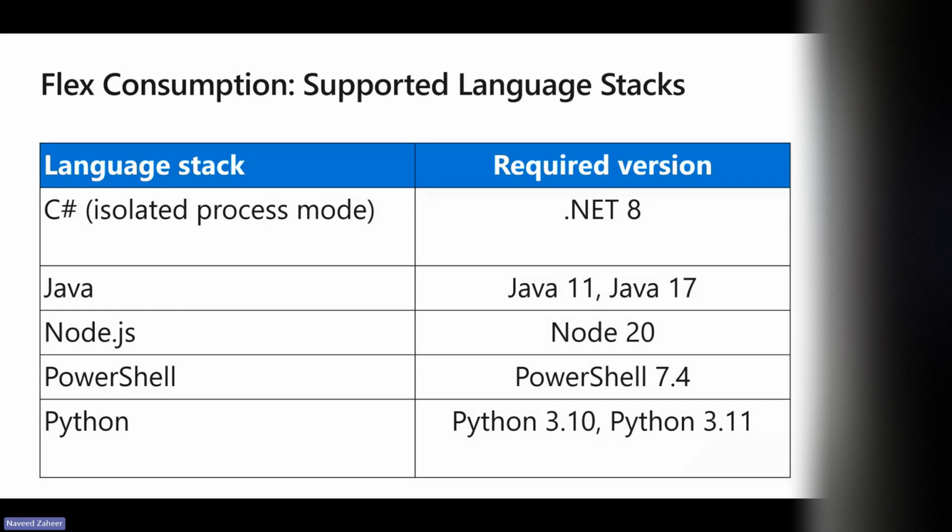In regards to language support, yes, for C Sharp, only the isolated mode is supported, .NET 8, and you can see Java, Python, all of these languages are supported. Just keep in mind, this is only for Linux. Okay, so it's for Linux.